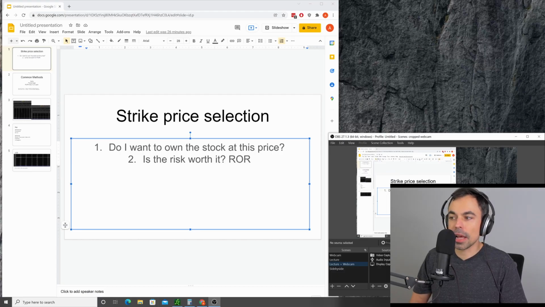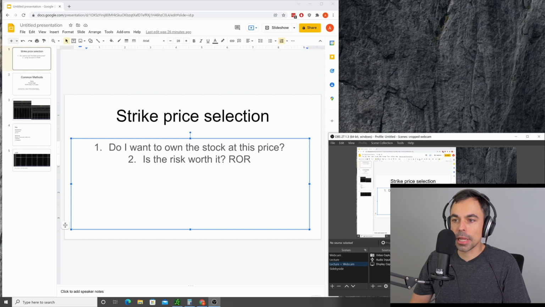So I get asked this question a lot, which is how do I choose my strike prices? I'm just going to show you guys my thought process of how I do it. So the two steps that I follow is, one, do I want to own the stock at this price? And two, is the risk worth it?